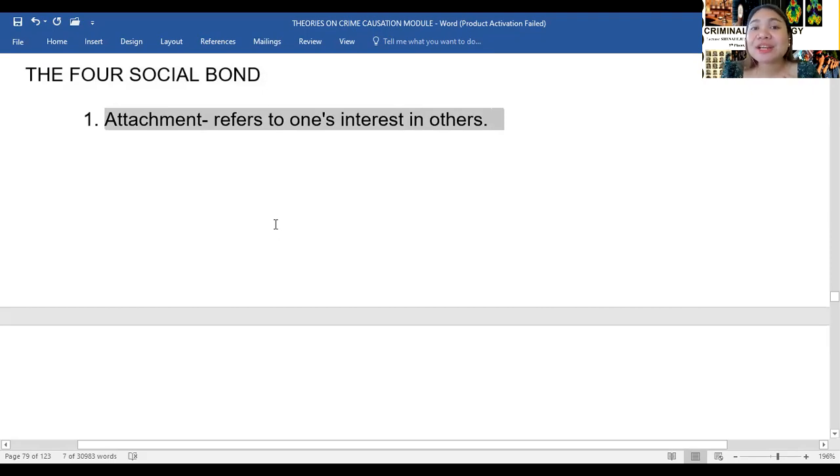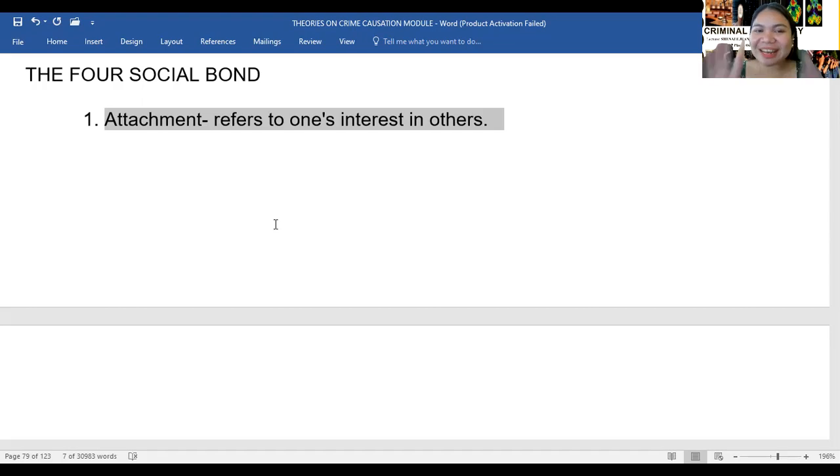Your interest in other people, or in short, your relationship to other people, your attachment to them. For example, if your friend tells you not to do something, and your relationship is close, you will follow them. If your attachment to that person is strong, most likely you are going to follow that person. If you love someone, it is important for your relationship, so you follow what they say.